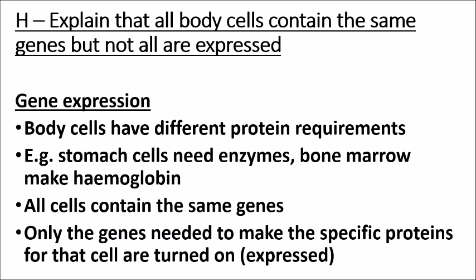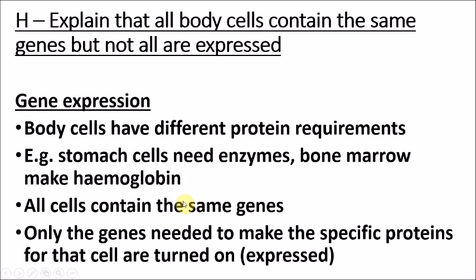All the same genes are in every single cell, but not all of them have to be active and work in each cell. Not all of them need to make everything in every single cell. Your cells act differently. For example, your stomach cells need to make enzymes. Your bone marrow needs to make hemoglobin for the red blood cells. So all cells are going to have the genes, but not all of them have to work in every cell.